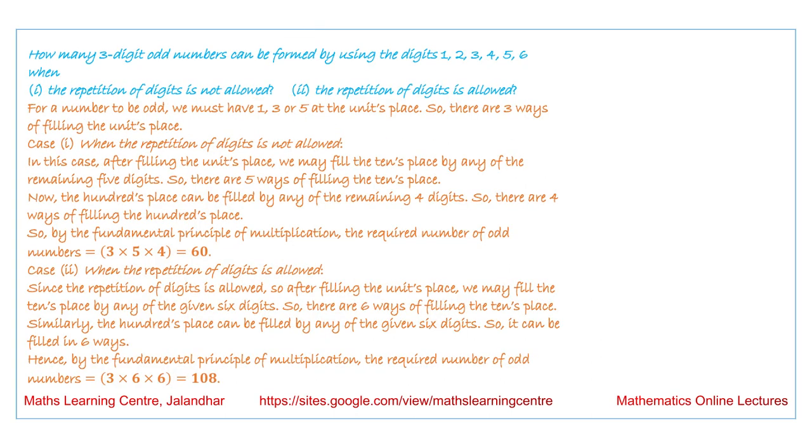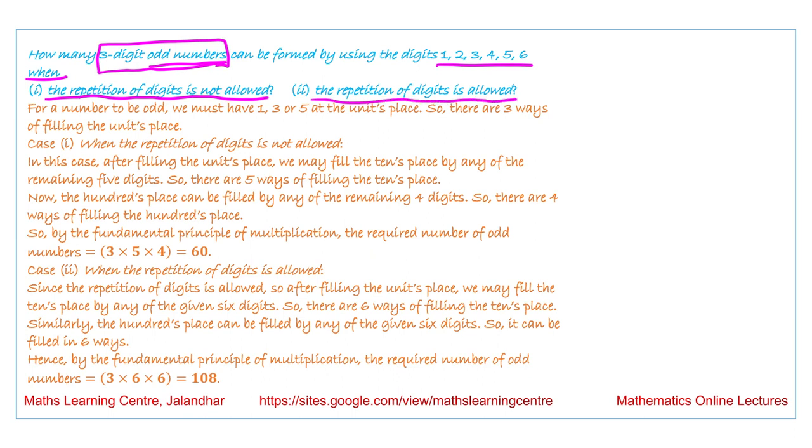Next is how many 3-digit odd numbers can be formed by using the digits. First case is when the repetition of digits is not allowed, and second is when the repetition is allowed. So we have 1, 2, 3, 4, 5, 6 and we require 3-digit odd numbers. So first we are saying that the repetition of digits is not allowed. So we start with this last place. We require the number to be odd.